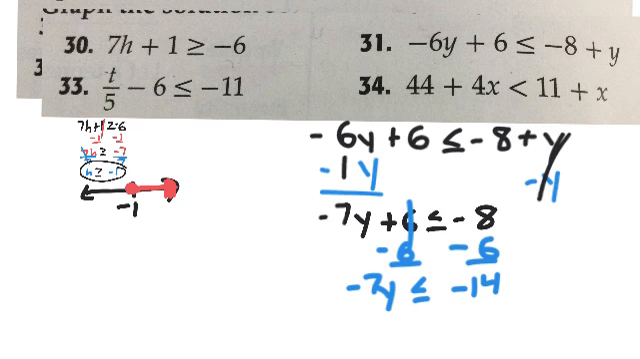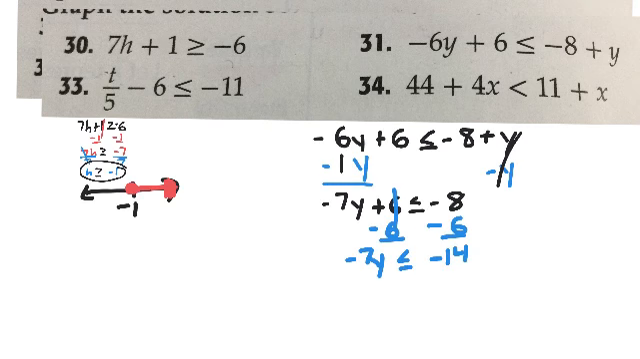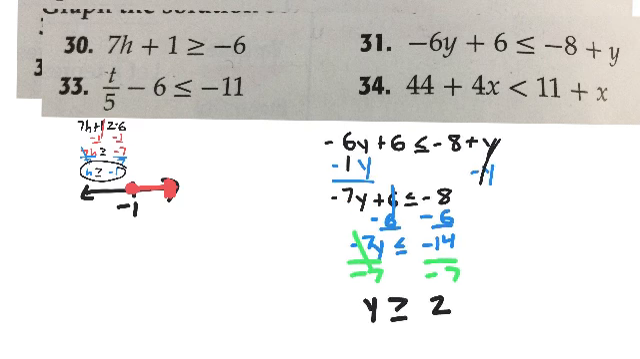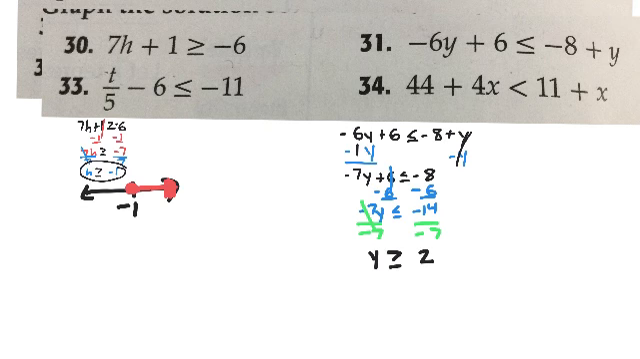And now y is being multiplied by negative 7. So I'm going to divide by negative 7. So that's going to be y. That's going to be 2. And because I divided by a negative, I need to change the direction of my inequality. So that would give y must be greater than or equal to 2. So if I graph that, it should be 2. Should be a closed circle and shaded towards the right.